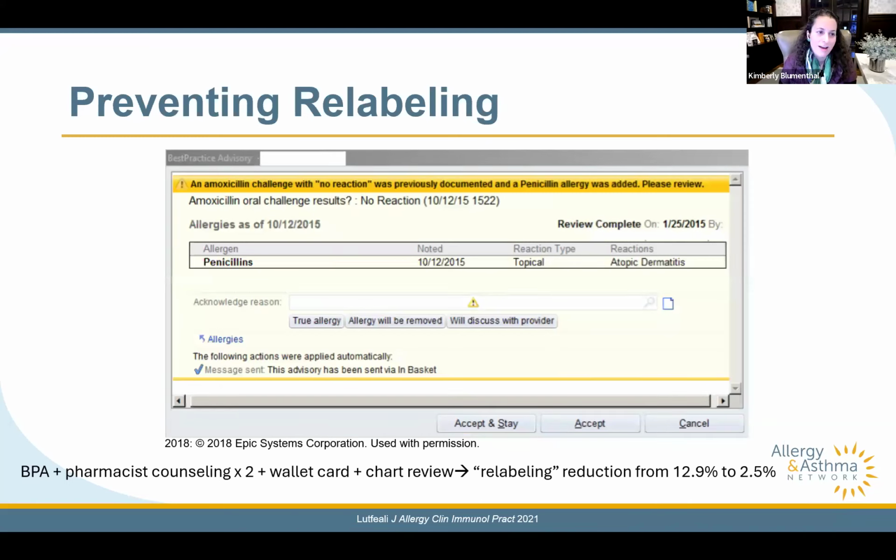This is an interesting prevention of relabeling best practice alert from the University of Texas Southwestern. They use this best practice alert to make sure that you don't re-enter a penicillin allergy after it was purposefully removed. They actually had to create a system to catch us because people were re-entering. It says an amoxicillin challenge with no reaction was previously documented and a penicillin allergy was added, please review. It sort of catches you and you say, oh, this isn't an allergy I should add back without talking to the patient. And sometimes we're adding back allergies because of things like Care Everywhere.